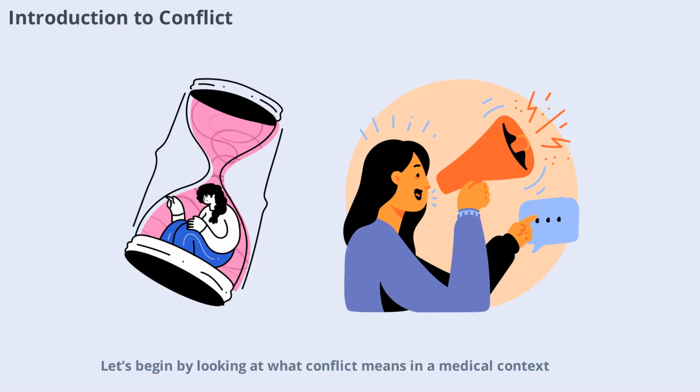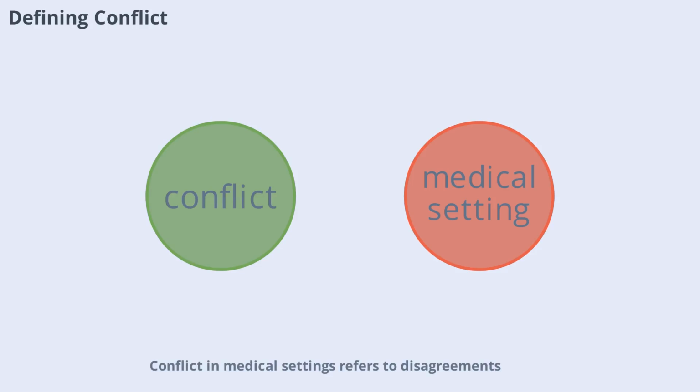Let's begin by looking at what conflict means in a medical context. Conflict in medical settings refers to disagreements or misunderstandings that arise among healthcare professionals, patients, or their families. These conflicts can be about treatment decisions, communication breakdowns, or differing values and expectations. Recognizing that conflict is a natural part of working in a high-stress environment is the first step toward addressing it. By defining conflict clearly, we set the stage for identifying its sources and developing practical solutions.